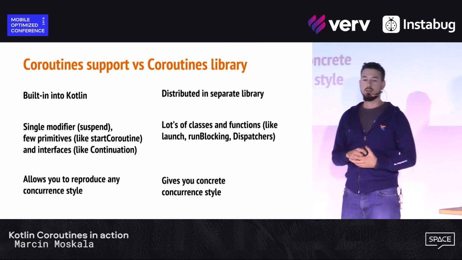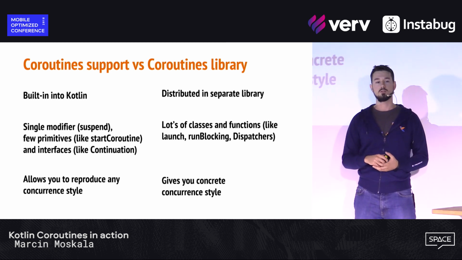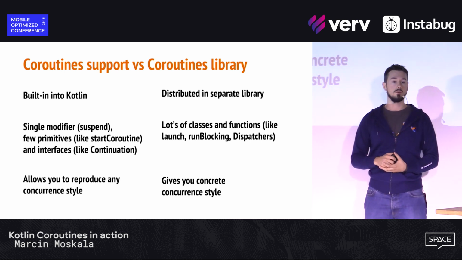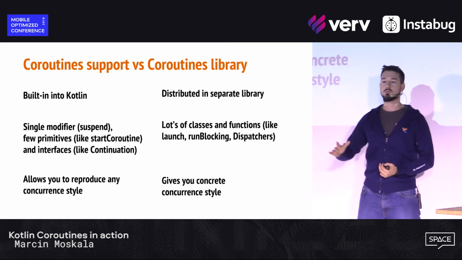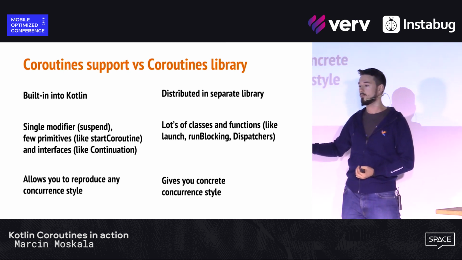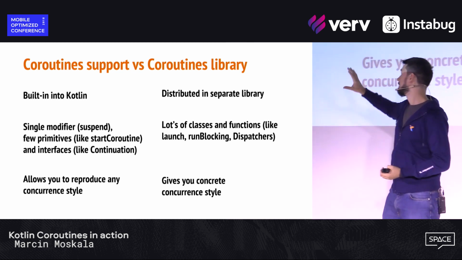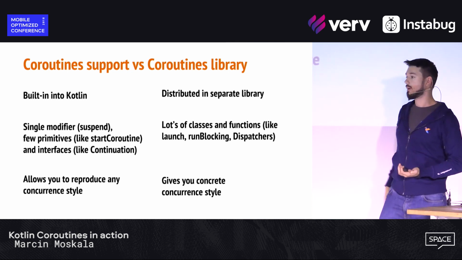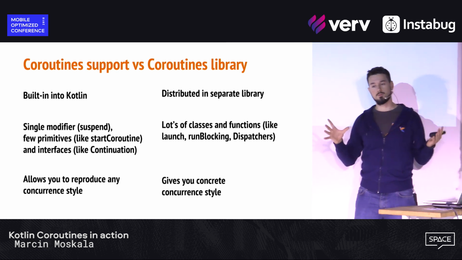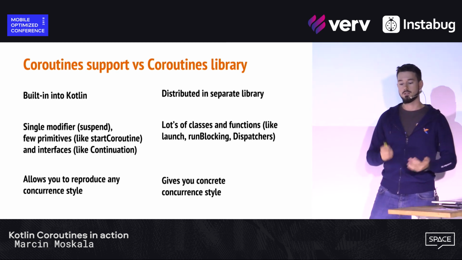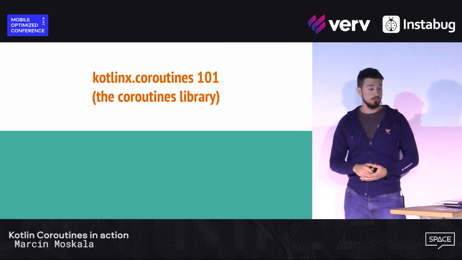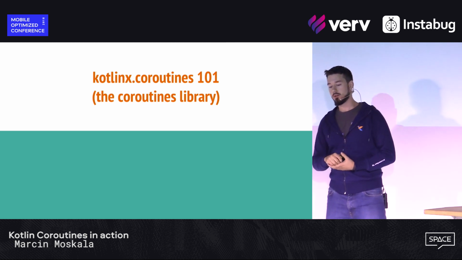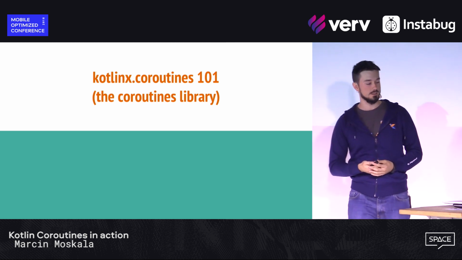And built-in support gives you a possibility to reproduce, as far as I know, every existing concurrency model that you want. They made very many experiments with replacing different concurrency models for different languages, and all we need for that is the coroutine built-in support. But on the other hand, coroutines library gives you its own way of doing concurrent programming using these constructs. So I would like to give you the basics of Kotlin Coroutines library, since this is very useful, and I hope that you will use it in your projects.